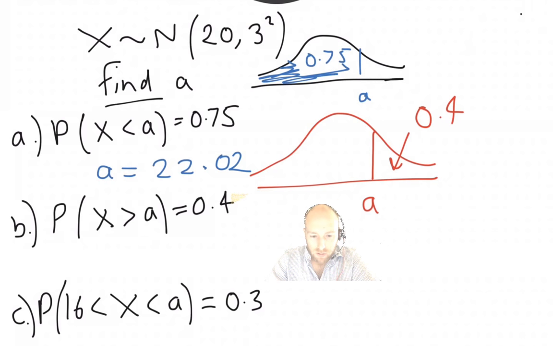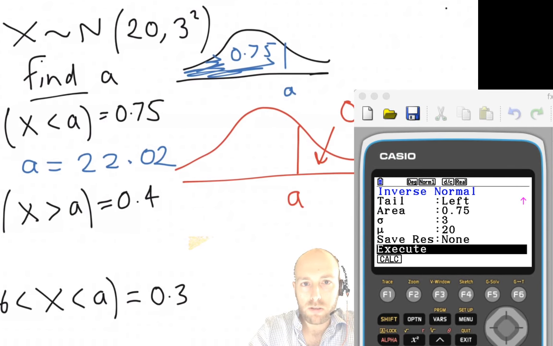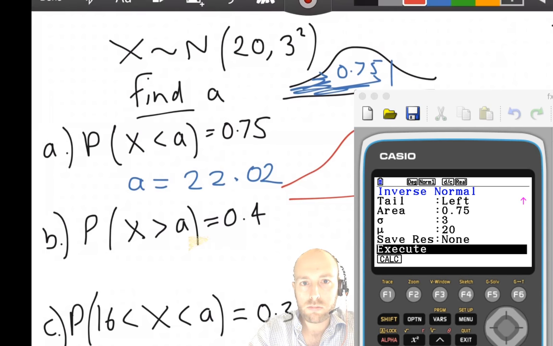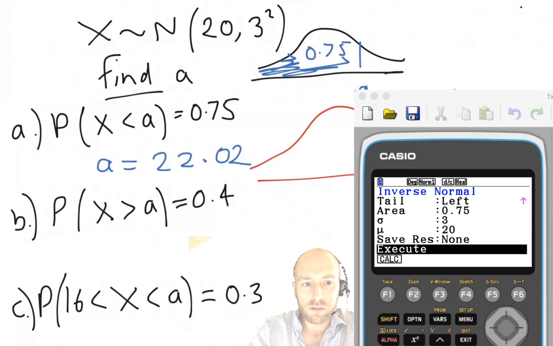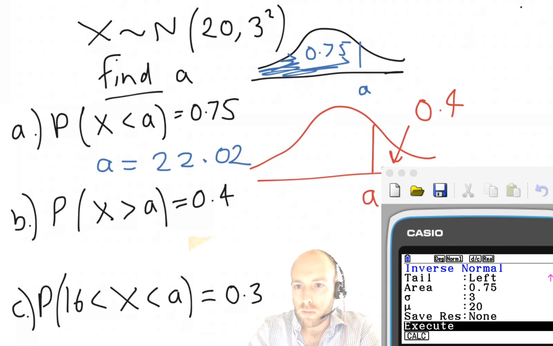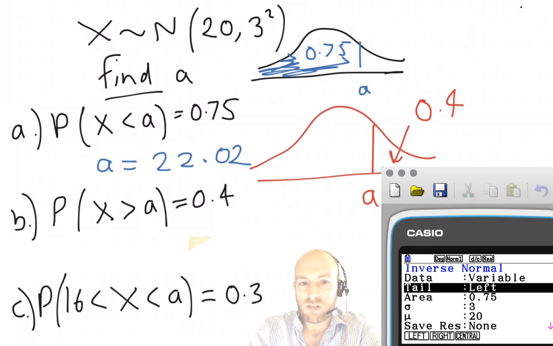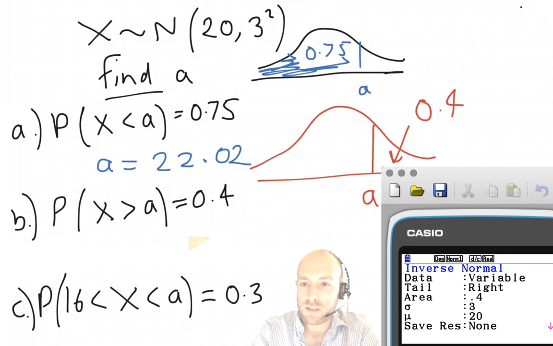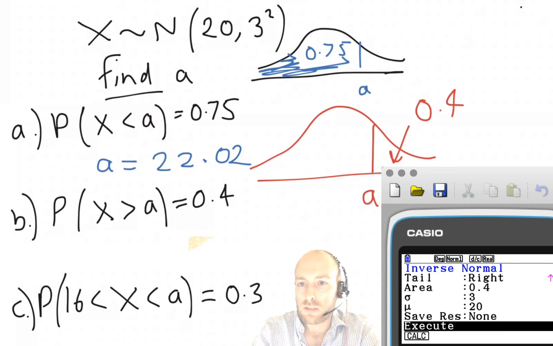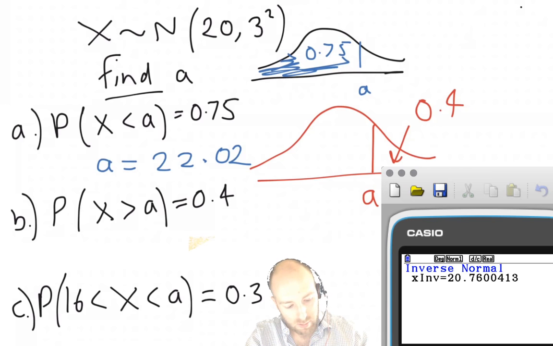So on the graphical, nice and easy. Bring it up, move it somewhere. Sorry guys, this is not going as well today. Move the calculator out of the way. There we go. That will do. So if we go back to distribution, normal, inverse normal, we can just say the tail's to the right now, which is where it is here. So choose right. Again, we've got area of 0.4. Everything else is the same because it's the same question. Scroll down, execute, answer 20.76. So nice and easy with the graphical.